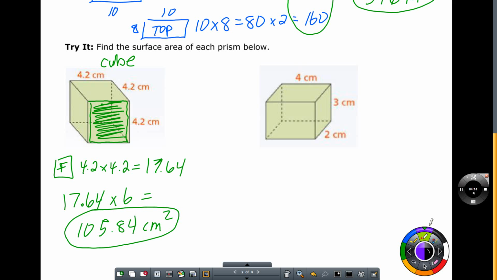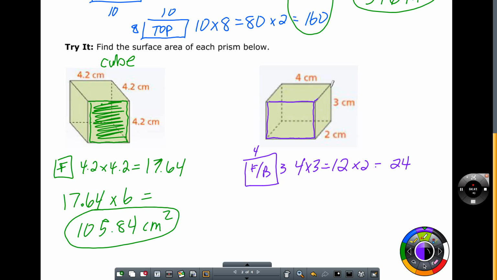Okay, let's look at the next one here. All right, so we're going to break it down in each piece. Let's start with the front and the back, which is going to be this section right here. The sides of that are 4, you can see across from there, and the up and down is 3. 4 times 3 is 12. Since there are 2 of them, we're going to multiply it by 2, which is 24.